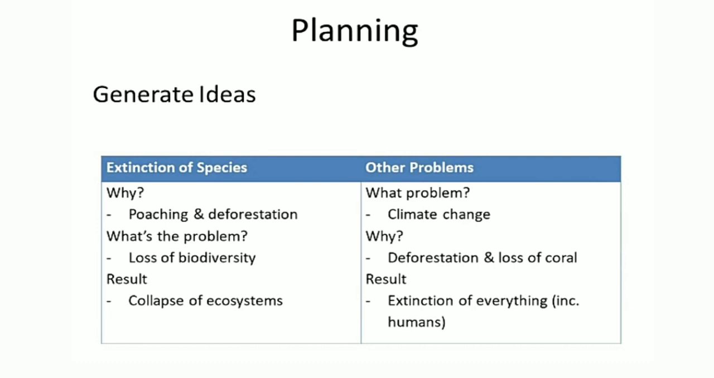Now coming to our planning about the ideas. Now we will divide it into two portions. First one for the BP1, second one for the BP2 ideas. In the BP1, our topic is extinction of species, and in BP2, our topic is other problems. So in the BP1, first of all, under extinction of species, what we have to discuss is why the species are getting extinct. First of all, we will discuss the why. Then we will discuss what's the problem. Like we have to tell the examiner what will happen if the species get extinct. Then only it will be considered a problem. At last, we will deduce the result of the extinction of species, and outline the major problem that will be caused by it.